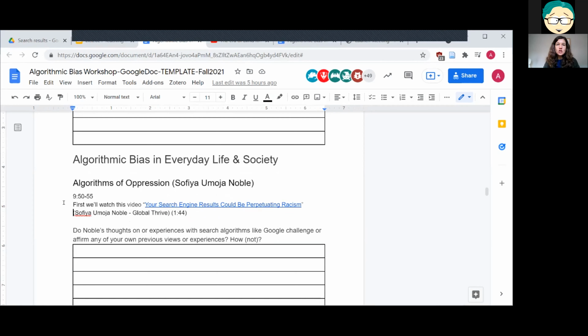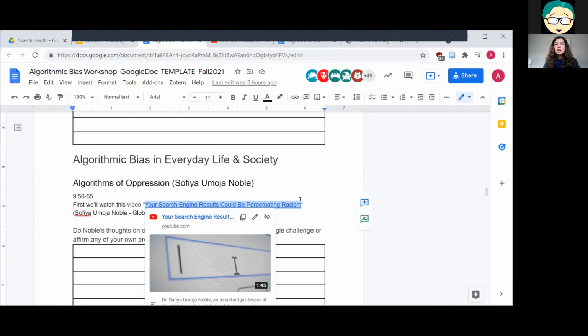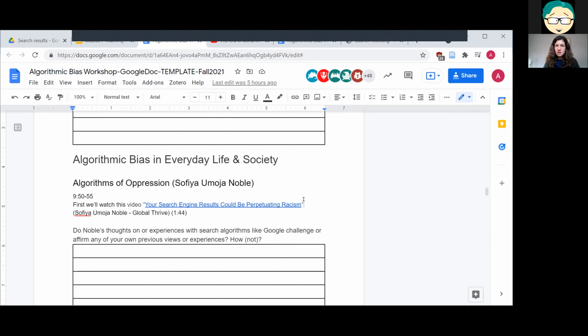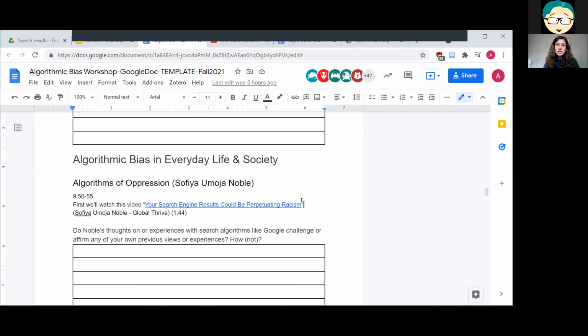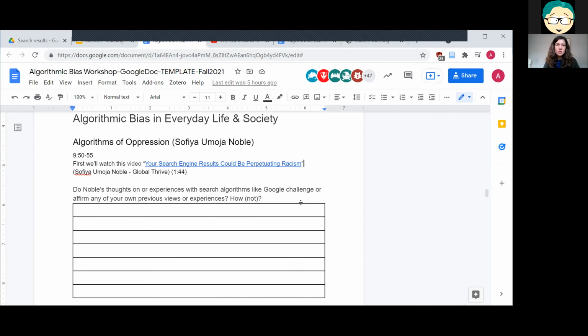is from Safiya Noble, "Your search engine results could be perpetuating racism." And so she talks a lot about Google, the bias that comes in there, the kind of corporate model, the drive for advertising money that is really influencing what Google is showing us or not showing us. And she frames algorithms as a social justice issue.